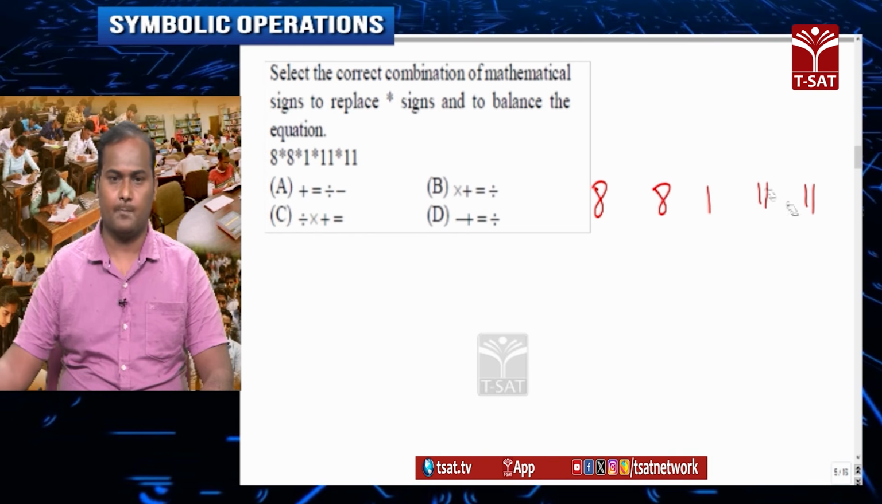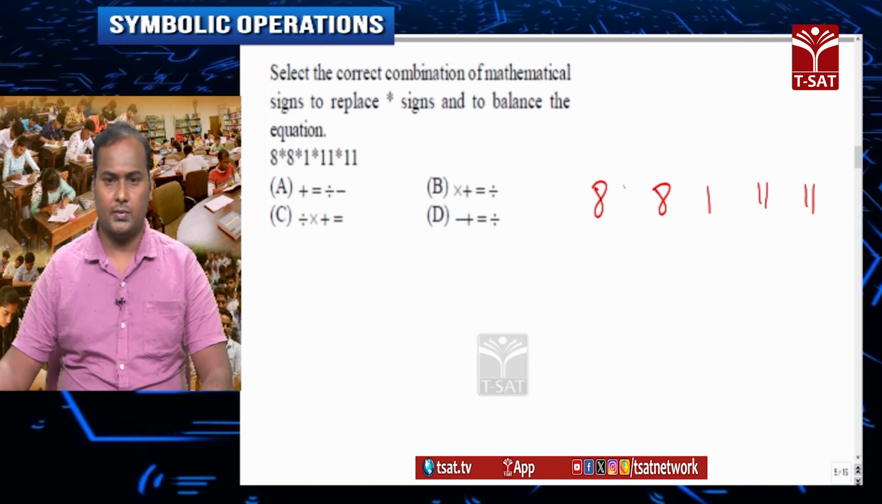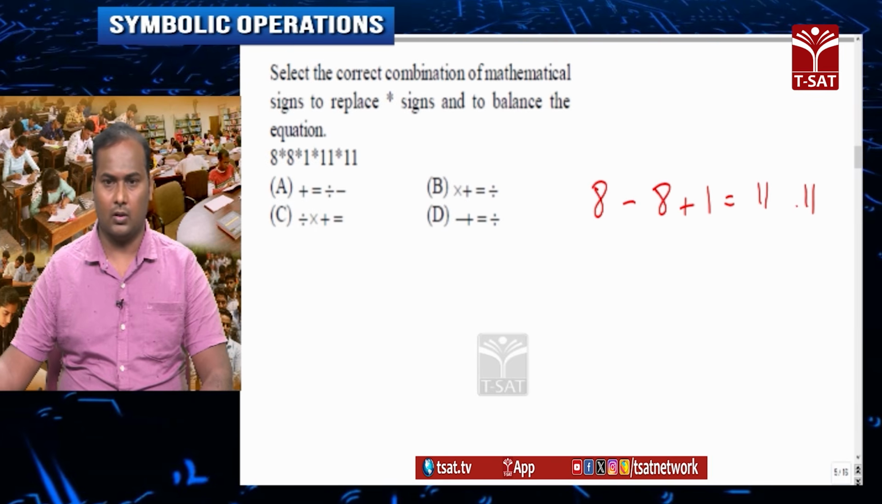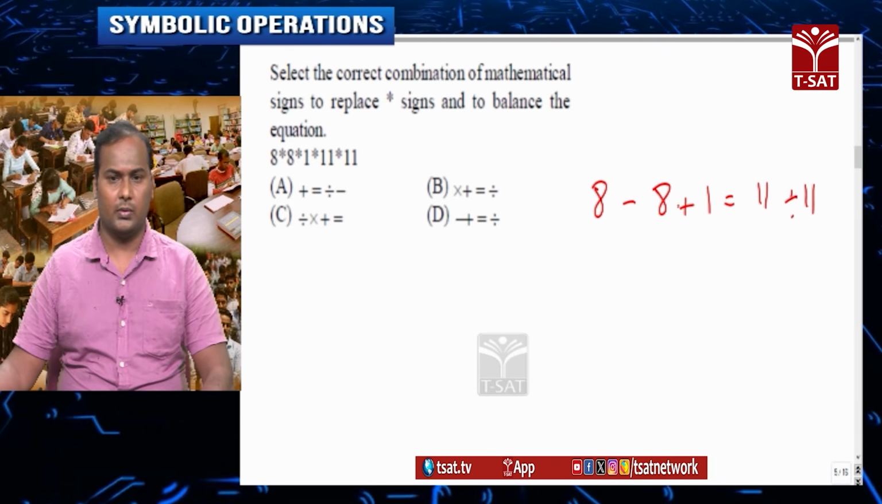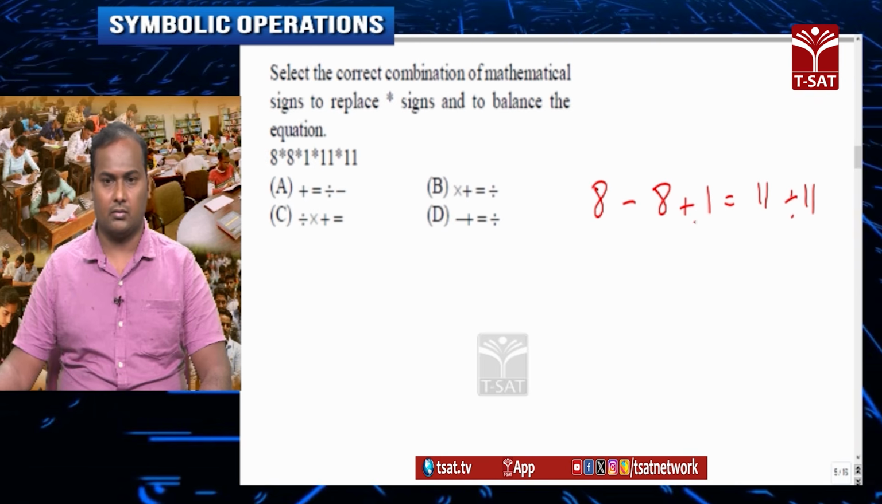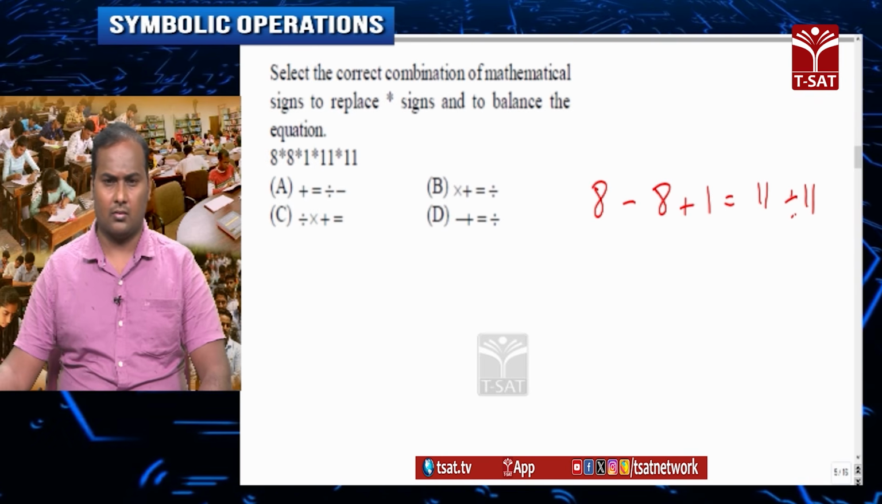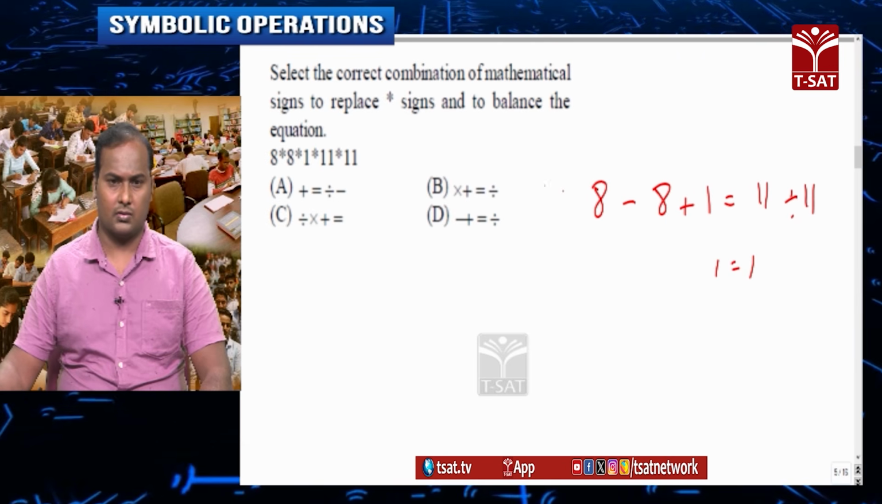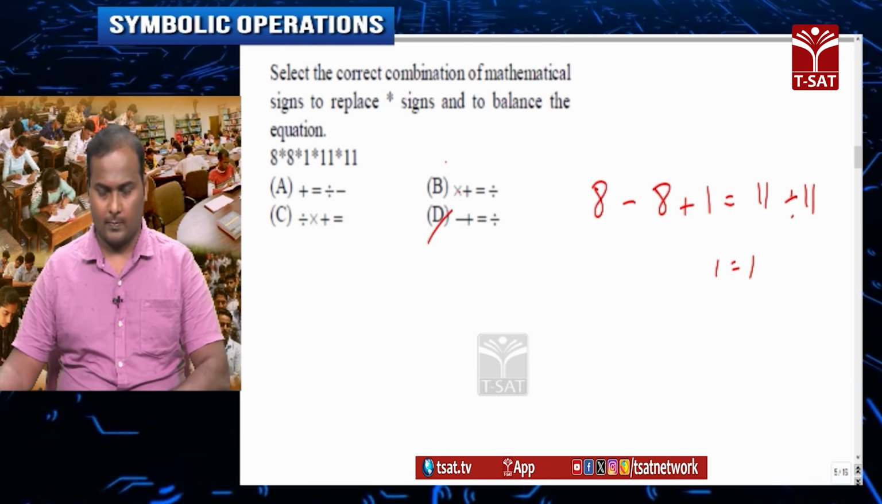Now come to option D. In option D, minus, plus, equal, division. The moment you see this 8 minus 8, then plus 1, then 11 divided by 11, you will get the answer 1 equal to 1. So option D will be your answer.